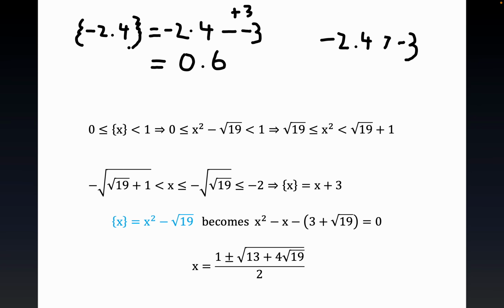In much the same way, minus 2.4 has a fractional part of minus 2.4 plus 3. In other words, this just boils down to minus 2.4 plus 3, right? It's the same kind of reasoning right here.